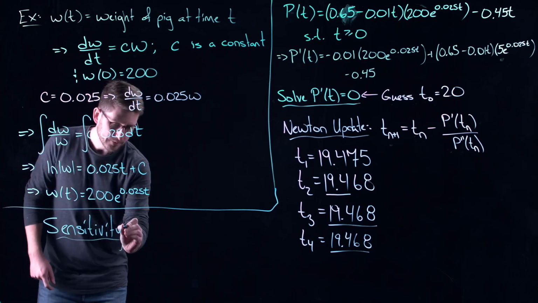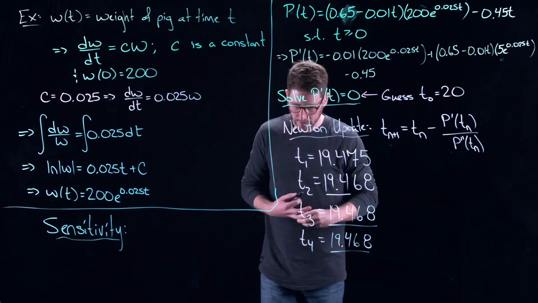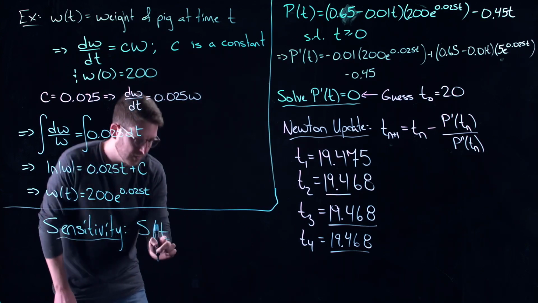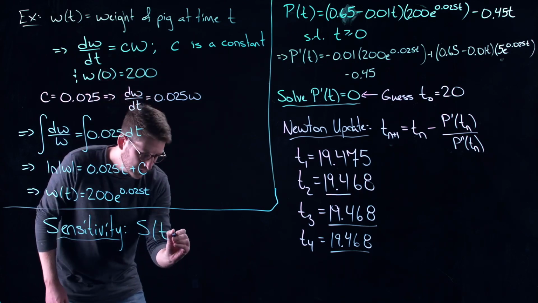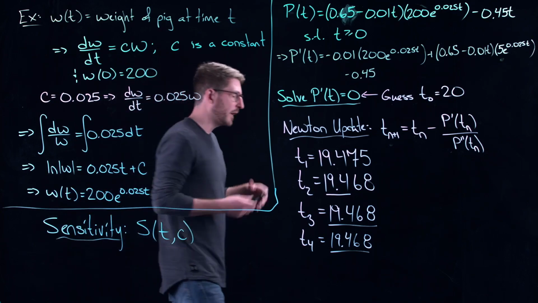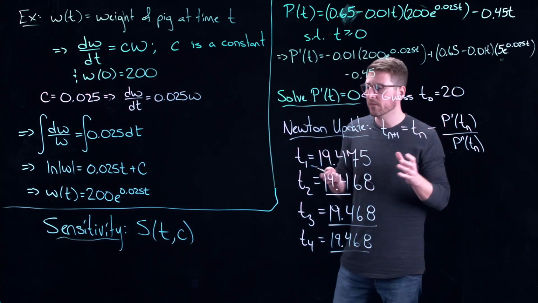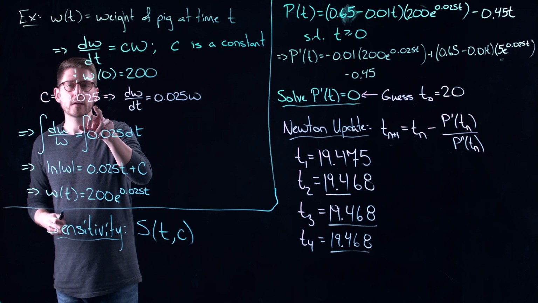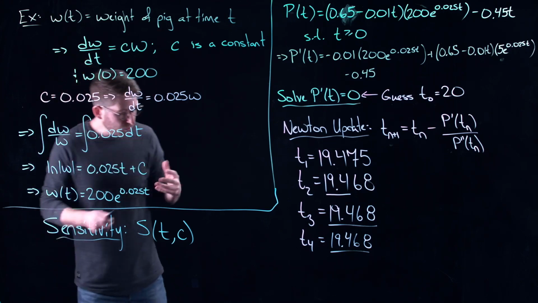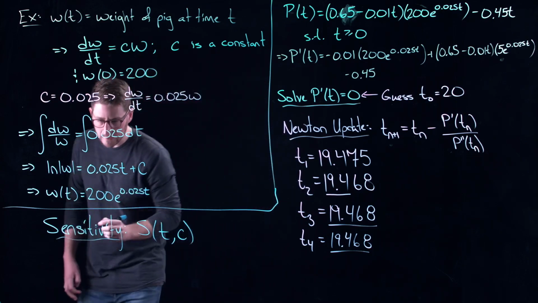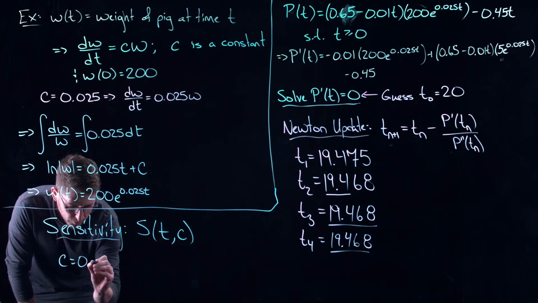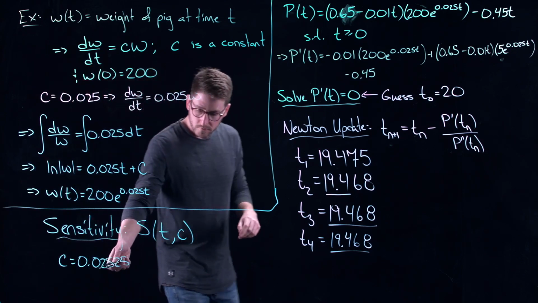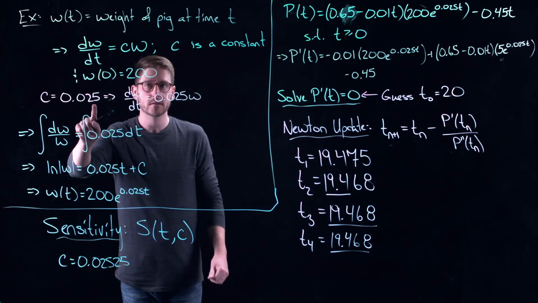Now, remember, sensitivity is a relative growth rate, right? So in our case, we would like to know the sensitivity, maybe of the time to sell, so that's t, given this growth rate c. So maybe we have a little bit of uncertainty in our model. Maybe we don't know exactly what the growth rate here should actually be, this c value. So imagine the following, okay? So if c is equal to 0.02525, that is a 1% change from the value that we used previously.